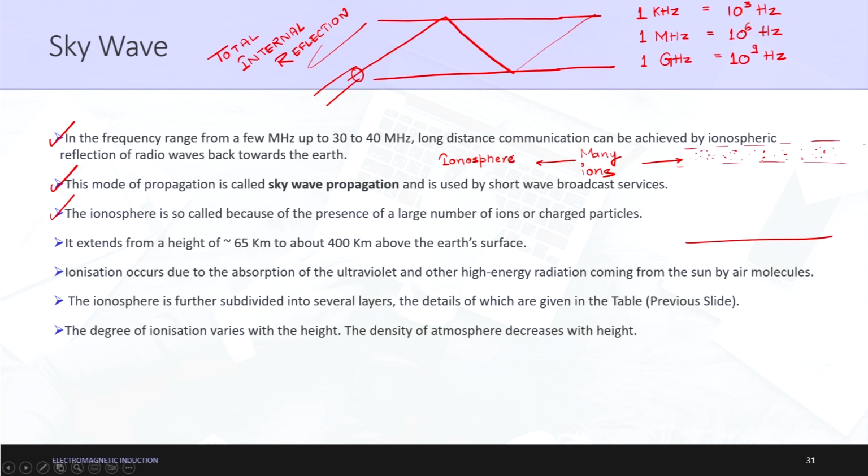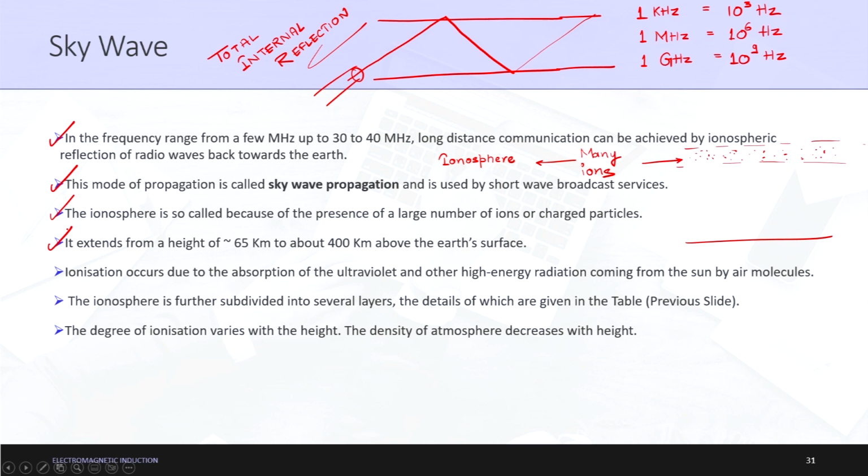Next point is it extends from a height of approximately 65. This sign is for approximately. So, it extends from a height of approximately 65 kilometers to about 400 kilometers above the earth's surface. The entire range of the ionosphere is quite high, 65 to 400 kilometers.